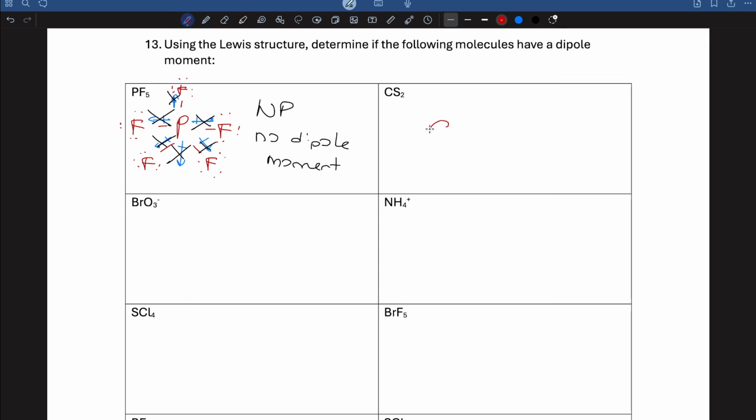CS2. This carbon is going to be in the middle with double bonds to sulfur, and then two lone pairs. And carbon-sulfur bonds are definitely polar, with the arrow pointing towards sulfur. And so notice that these bonds do cancel each other out. Even though they're polar, the structure is still overall nonpolar, which means that it has no dipole moment.